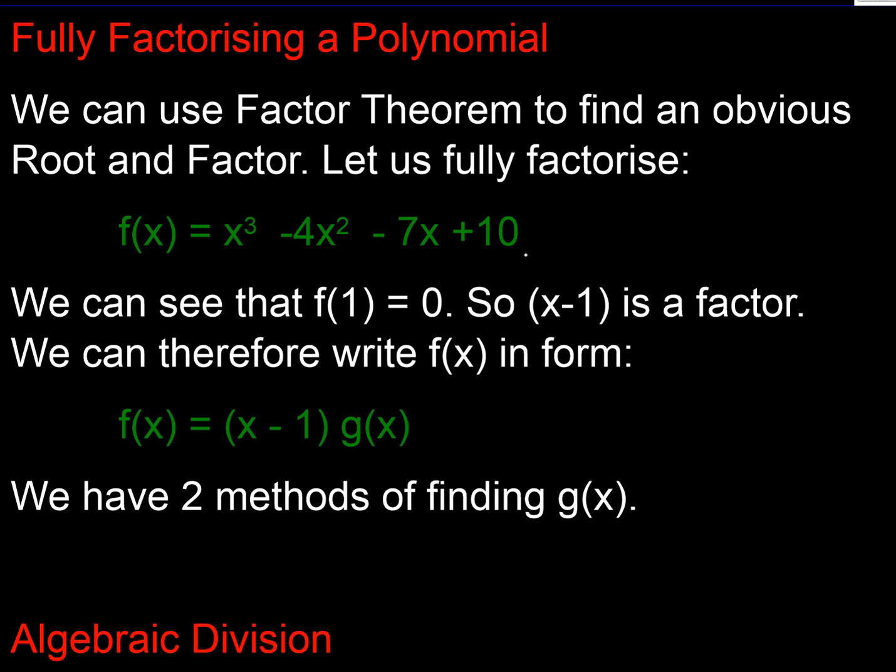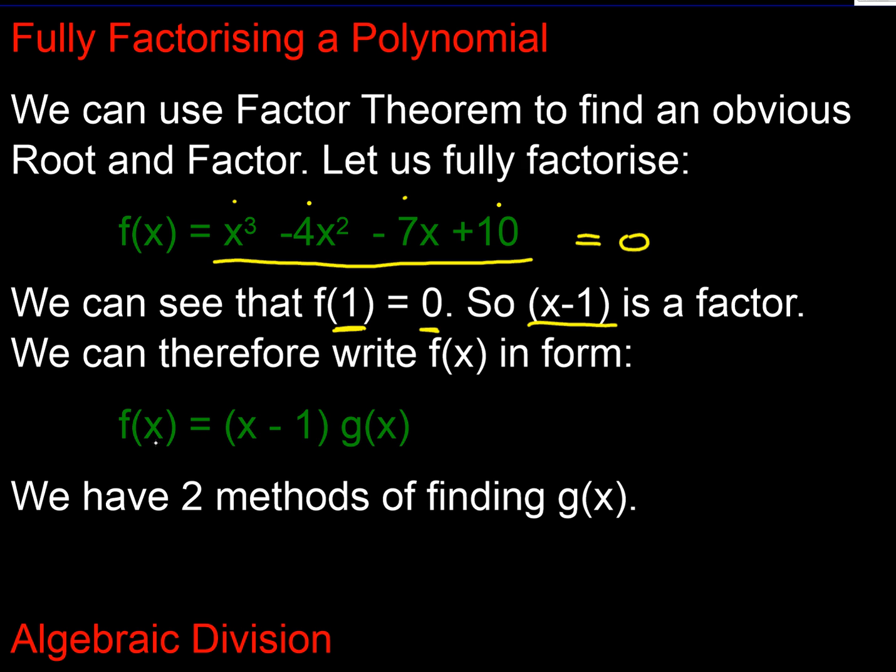Okay, let's start with this cubic function here. If we remember from our factor theorem, the basis of factor theorem is that if I put a value, in this case x equals 1, into the function and the answer comes out at 0, then x minus 1 is a factor of the function. In this case, x equals 1: that's 1 minus 4 minus 7 plus 10, yep, so that's 0, isn't it? It's going to equal 0.